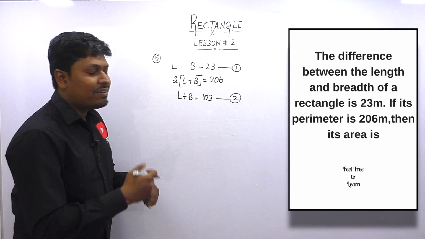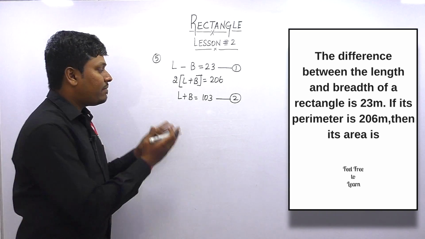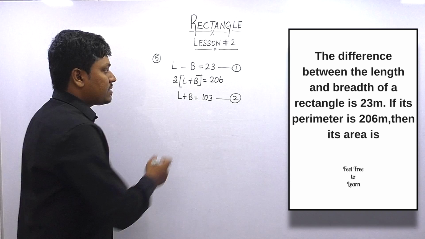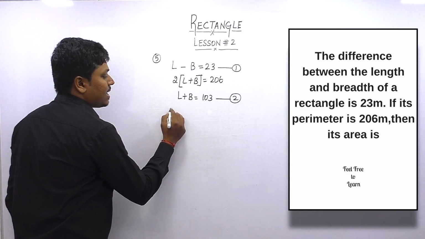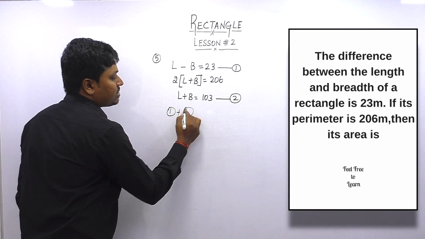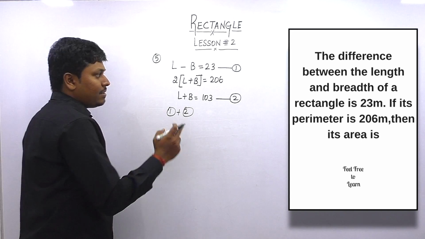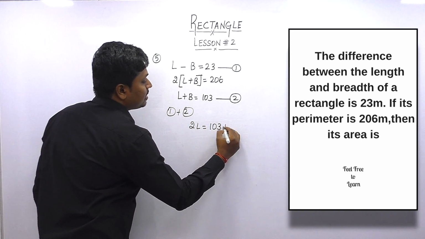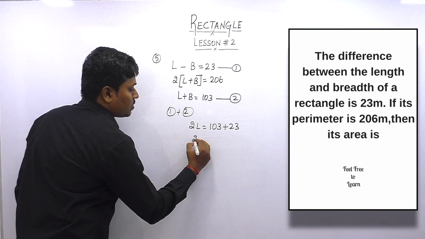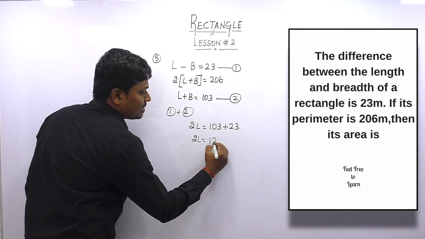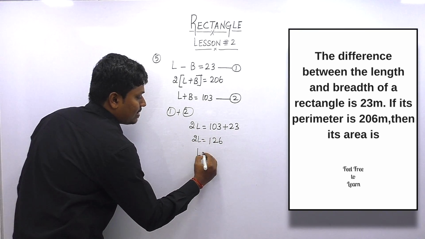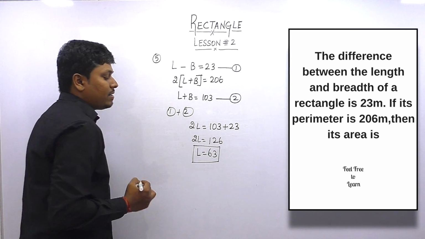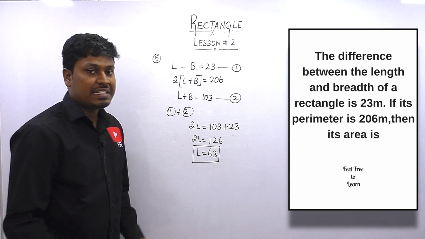What is our target? Our target is to find the area. So first let me find the length and breadth, and then we can find the area of the rectangle. So listen here, solving both the equations, just add equation 1 and equation 2 so that we can cancel both the B, and we get 2 times of length is equal to 103 plus 23. So 2 times of L is equal to 126, right? So L is equal to 63. So finally we got the value of length is equal to 63 meter.